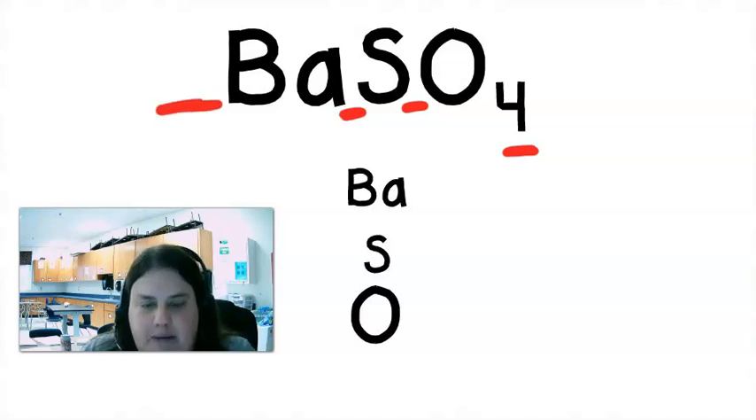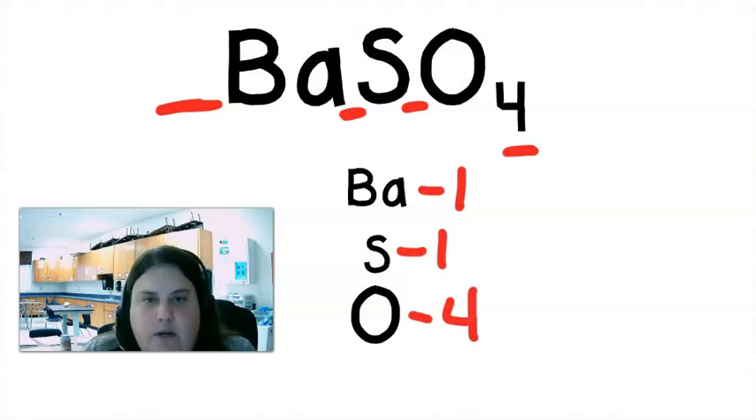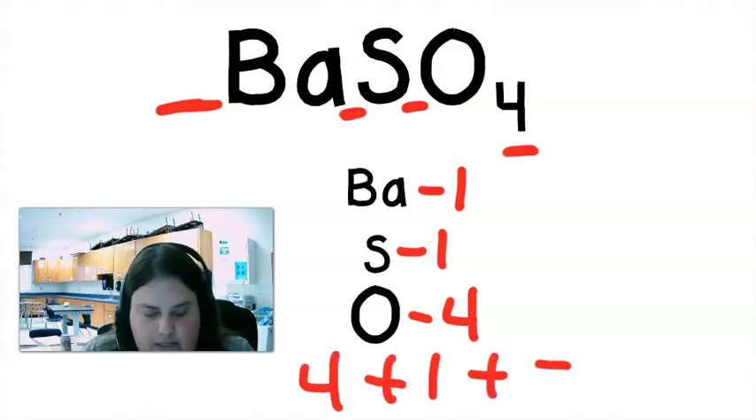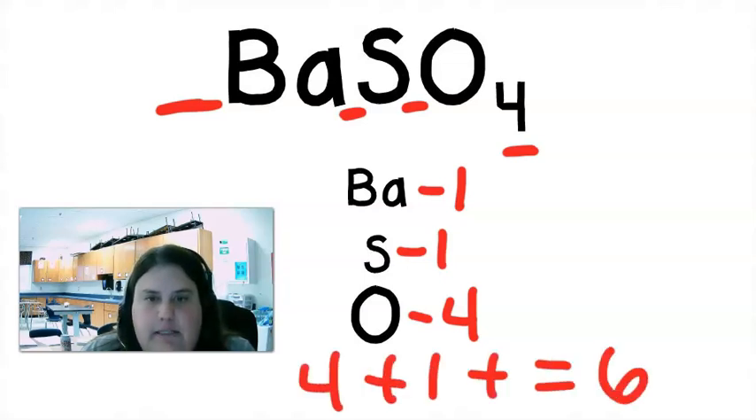So because of that, barium is understood to be 1 because there's no subscript and I do not have a coefficient to multiply. Sulfur is also understood to be 1, and oxygen would be 4. If I wanted to know the total number of atoms for this particular formula, I would just add 4 plus 1 plus 1, which equals 6.